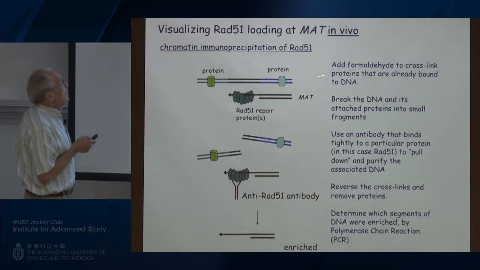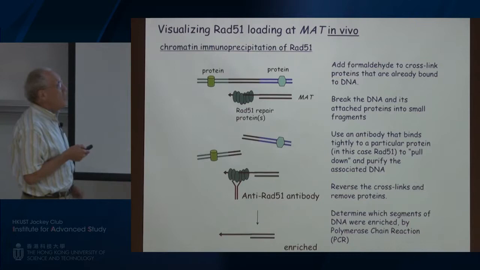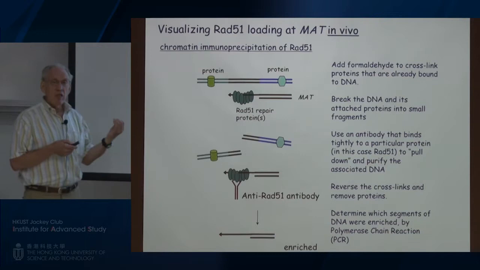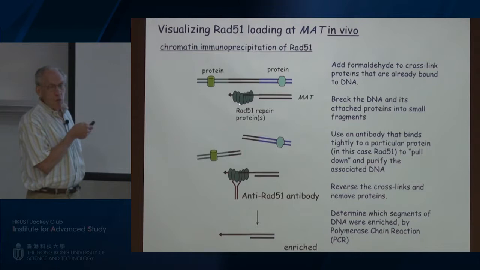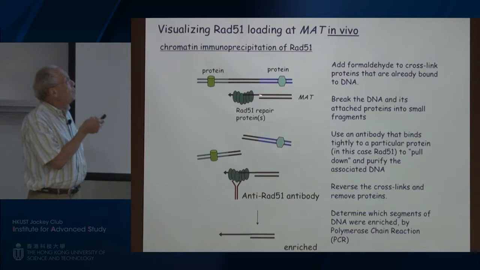It turns out that if you add formaldehyde to yeast cells or to mammalian cells, in a very short time, the formaldehyde cross-reacts in such a way that it links proteins to proteins and proteins to DNA in a covalent fashion. And so you have proteins now stuck onto the DNA. They can't come off anymore. And this is true for all sorts of different proteins. We're interested in the Rad51 protein, which is bound to the mating type DNA that has been recycled by this enzyme.